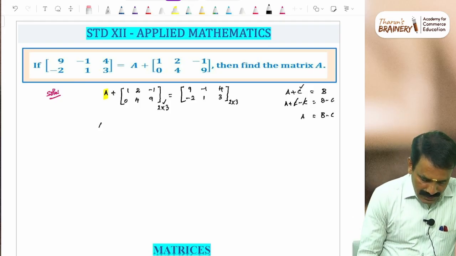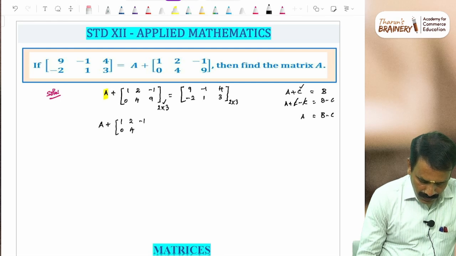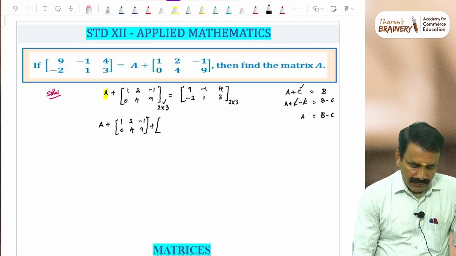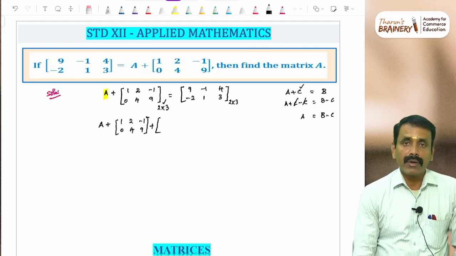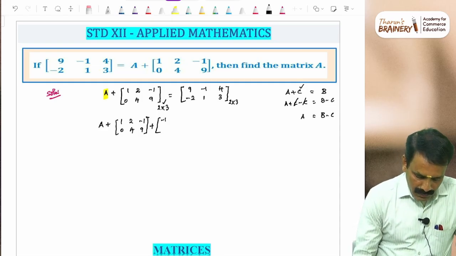So, left hand side it is A plus of 1 2 minus 1 0 4 9. I am going to add with additive inverse of this matrix. What is the additive inverse of this matrix? 1 2 minus 1 0 4 9, negative matrix minus A. What is that? Minus 1 minus 2 plus 1 0 minus 4 minus 9.